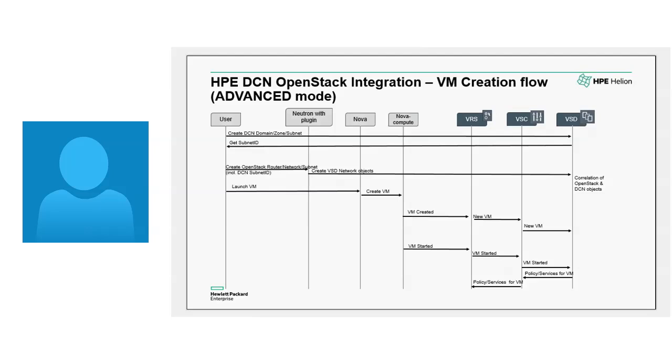How will the VRS or VSD know on which network that VM is? When a new port is created, it will be on a network, right? The subnet is mapped with the Nova network. Correct. So when you create a port, that will be under one subnet that is mapped to one specific Nova network.